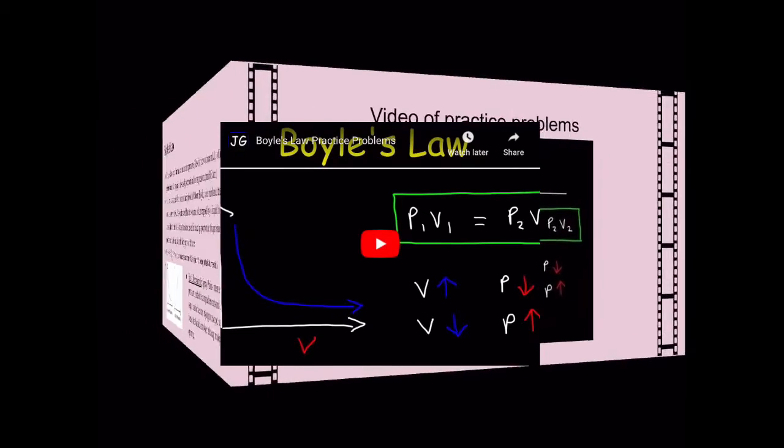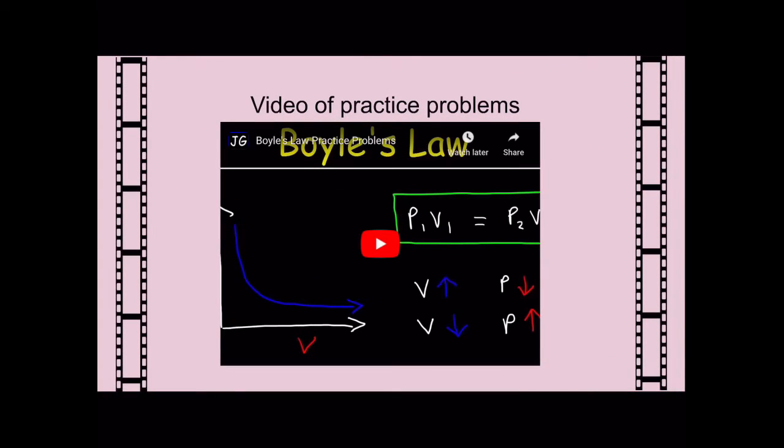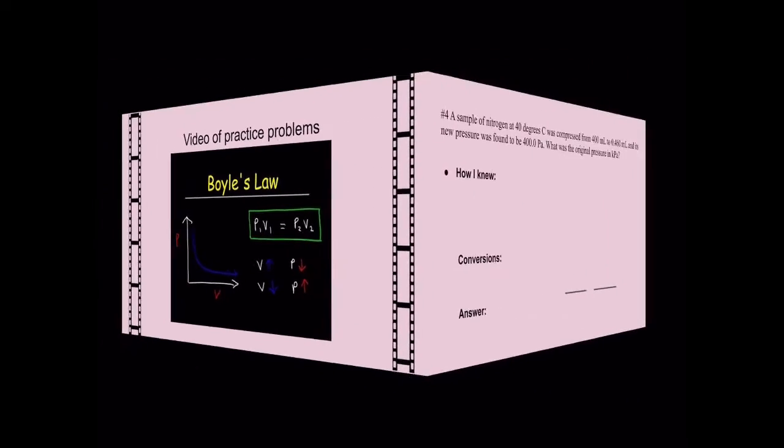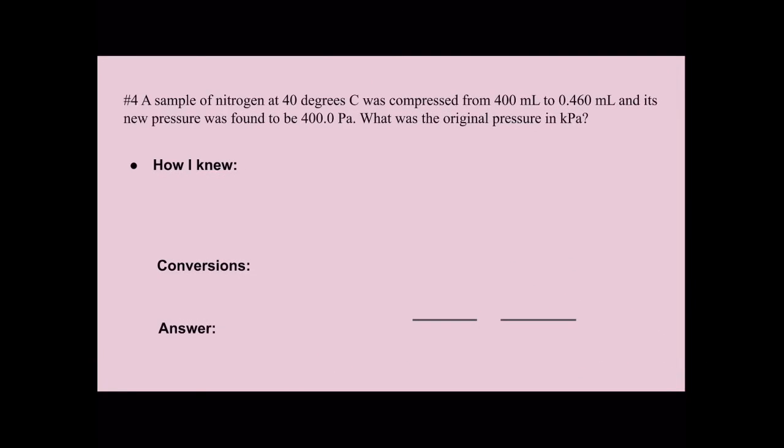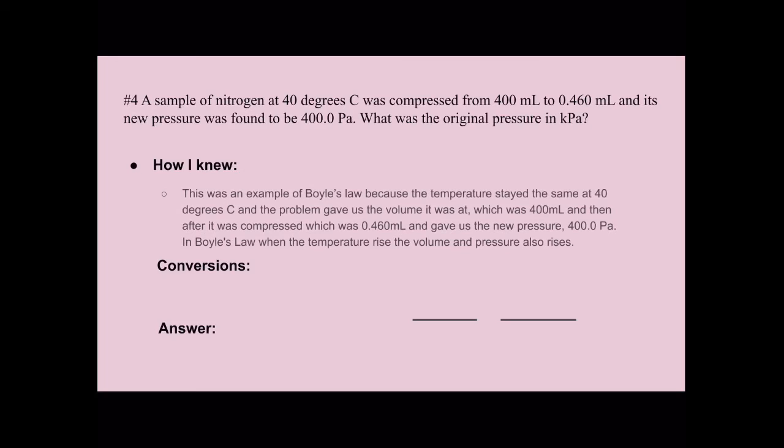Here is a video of practice problems. I knew that this problem was Boyle's law because it gave me the initial volume and then the volume after it was compressed, and gave me the pressure after it was compressed, and wanted me to find what the initial pressure was. The temperature also stayed the same.